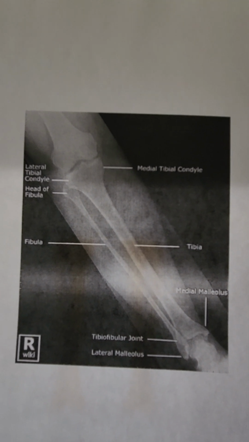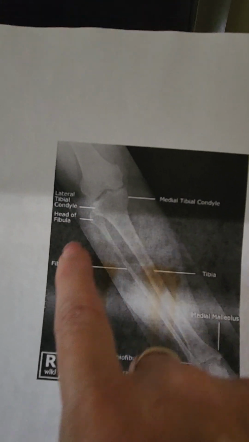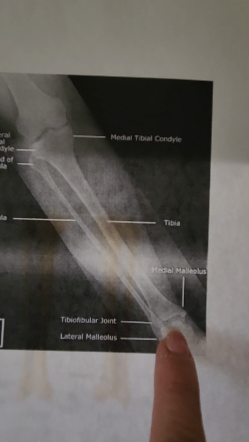Here's another one. Same thing we just talked about. This doesn't appear to be a fracture. So here is once again the medial tibial condyle, lateral tibial condyle, head of the fibula. Here's the long part of the fibula here. Tibio-fibular joint right here. Lateral malleolus down by the ankle. That would be the talus there. Medial malleolus going back up. Tibia, once again, the medial tibial condyle.